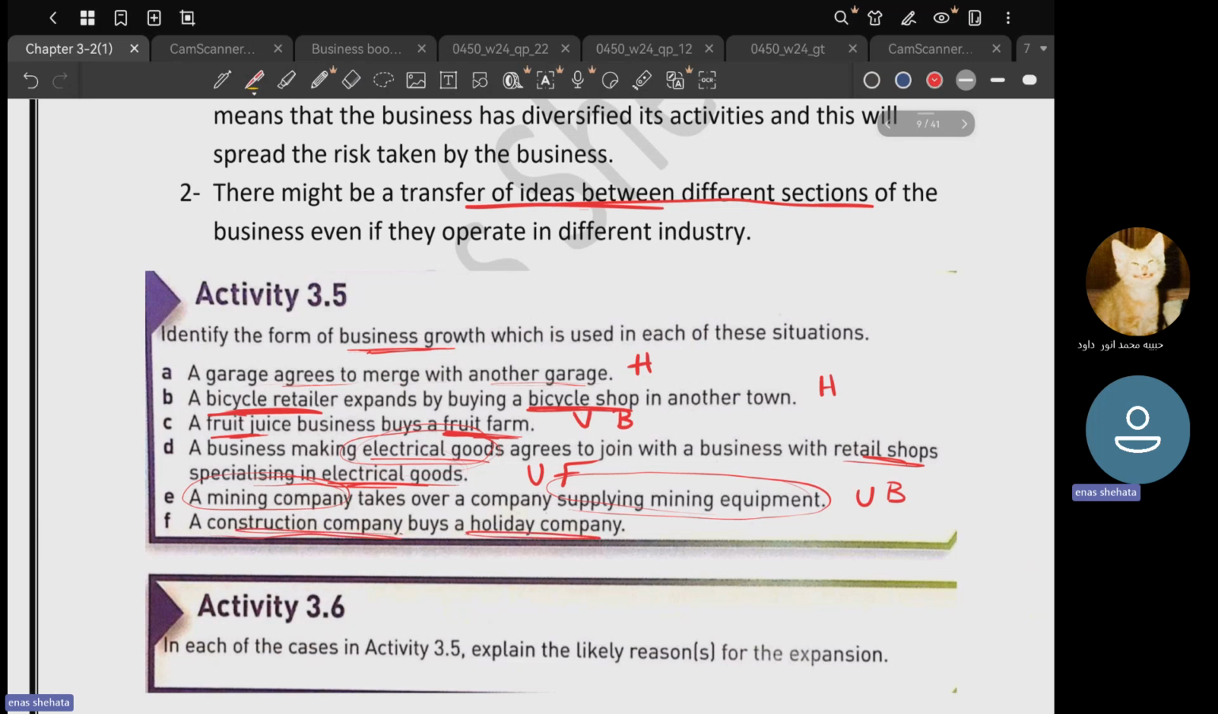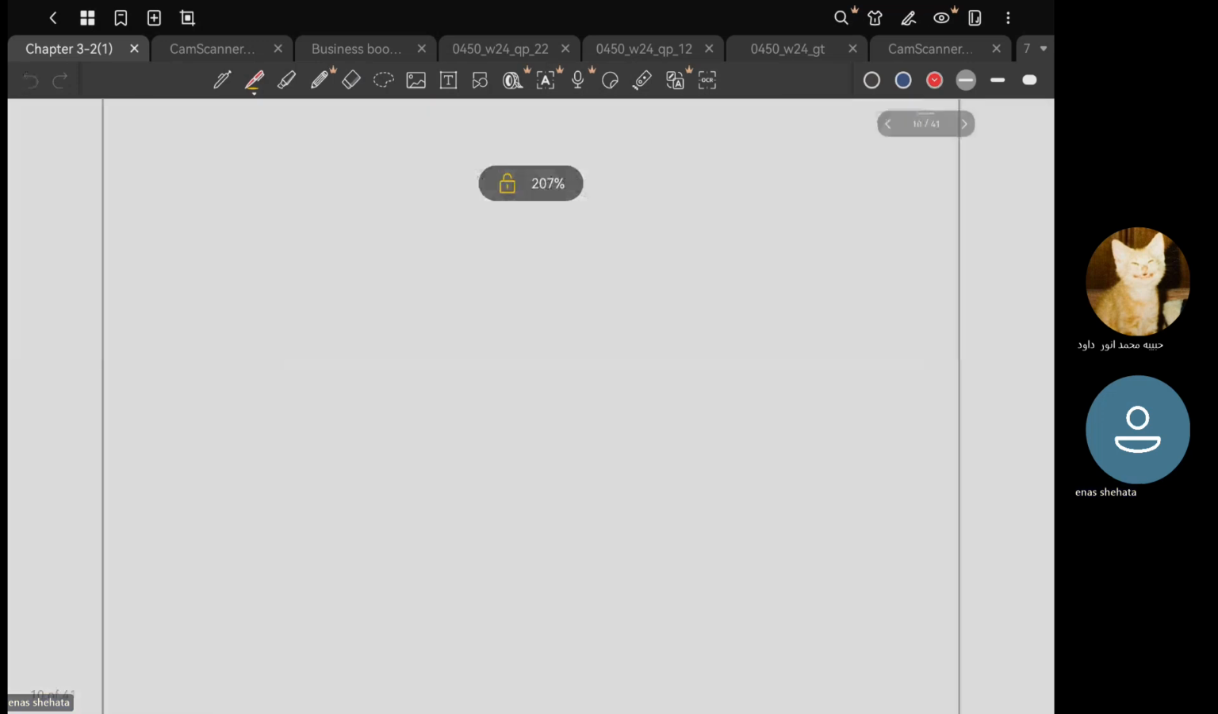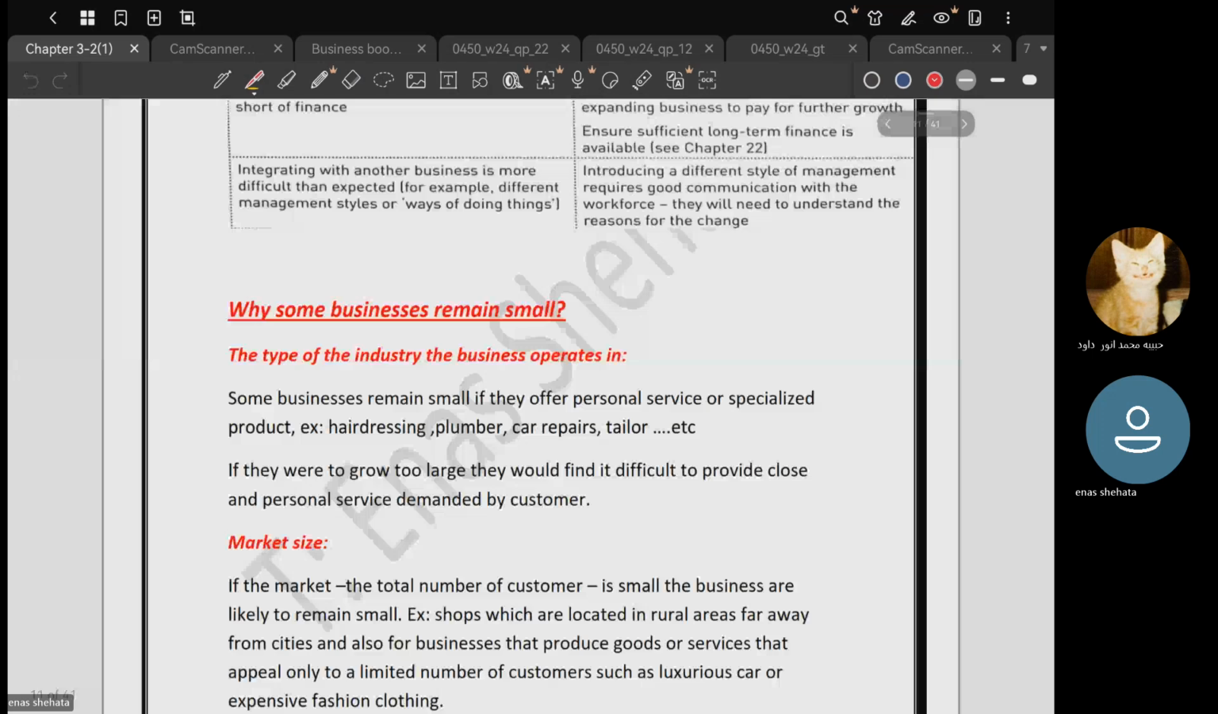Two different firms. So it's conglomerate integration. Okay? Bye.